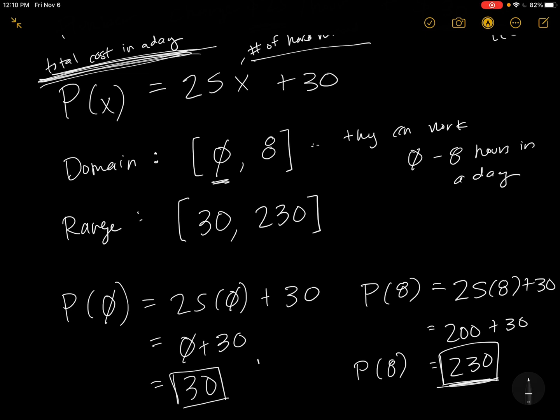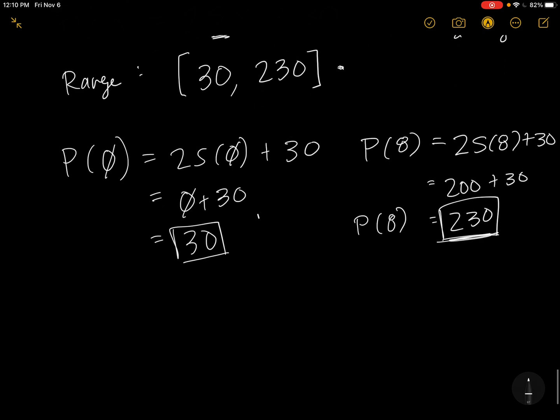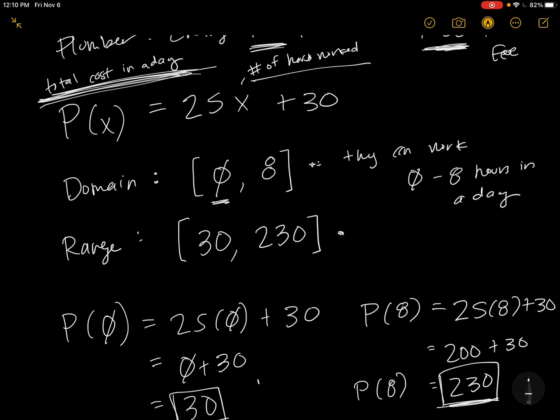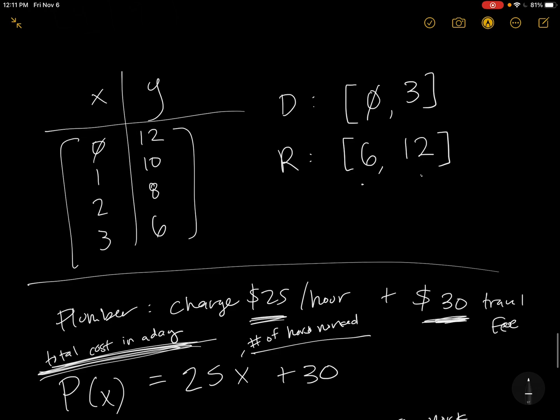Again, because we're using a real life example, this represents the real life amount of hours they can work if you try and hire a plumber. And this represents the real life amount of money that you are going to pay. So that is domain and range in a real life example, and also some basic algebra function examples.